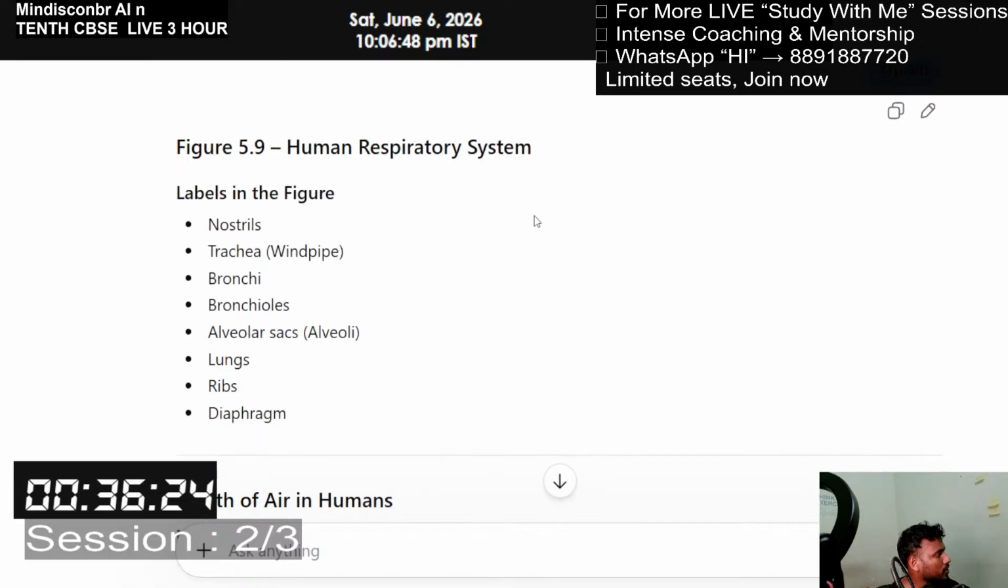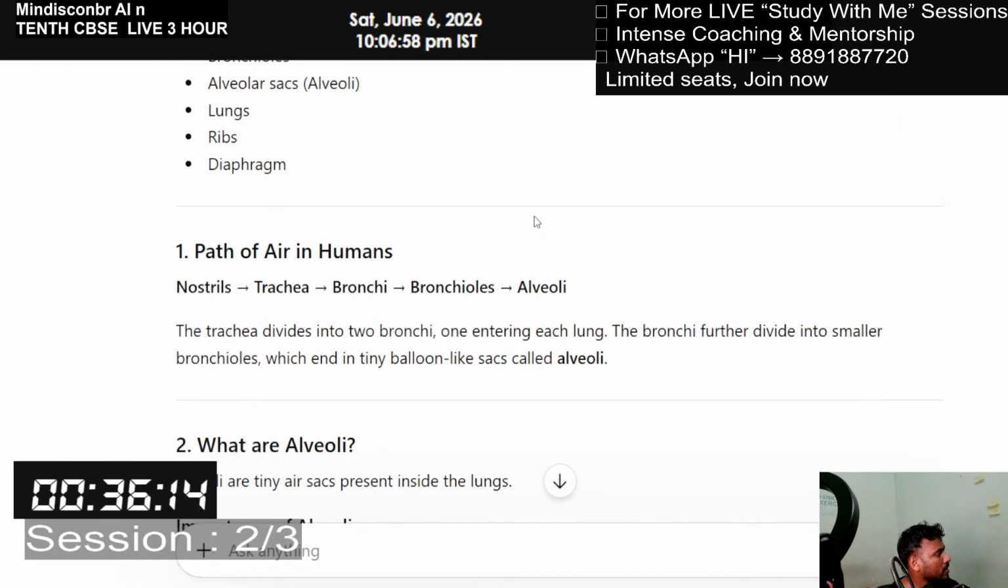Human respiratory system. Labels in the figure: nostrils, trachea or windpipe, bronchi, bronchioles, alveolar sacs, alveoli, lungs, ribs, diaphragm. Path of air in humans: nostrils, trachea, bronchi, bronchioles, alveoli. The trachea divides into two bronchi, one entering each lung. The bronchi further divide into smaller bronchioles which end in tiny balloon-like sacs called alveoli.